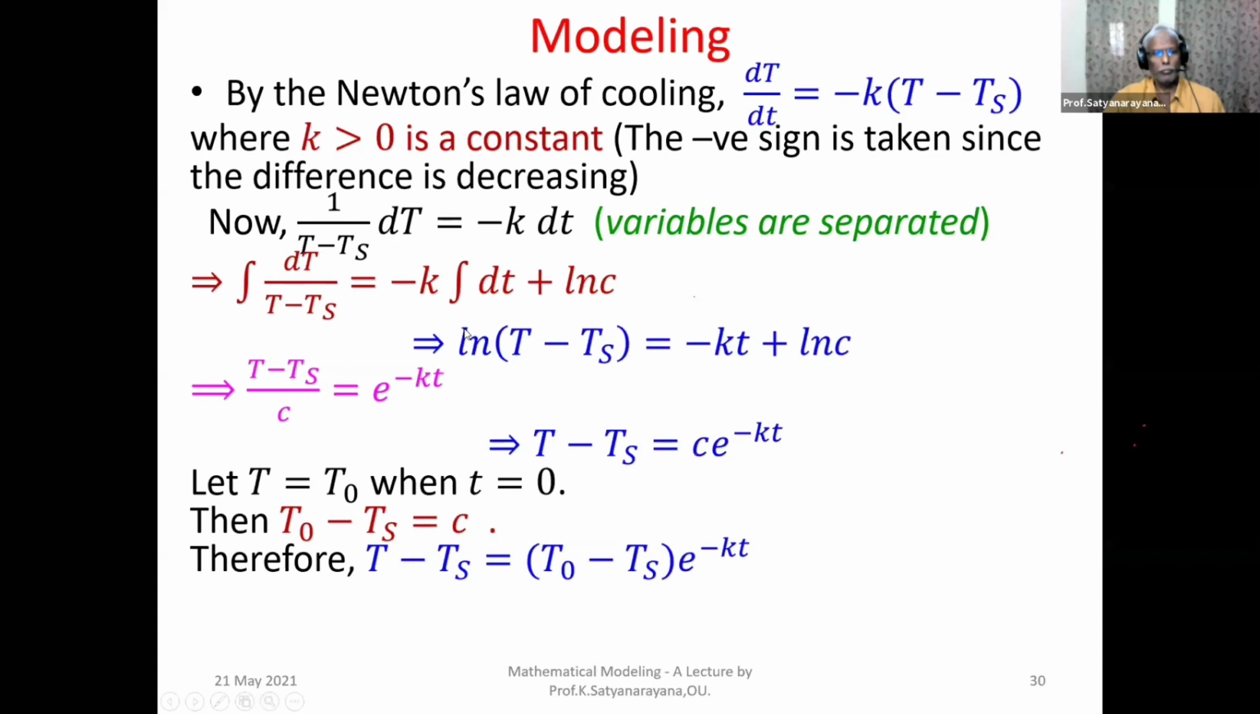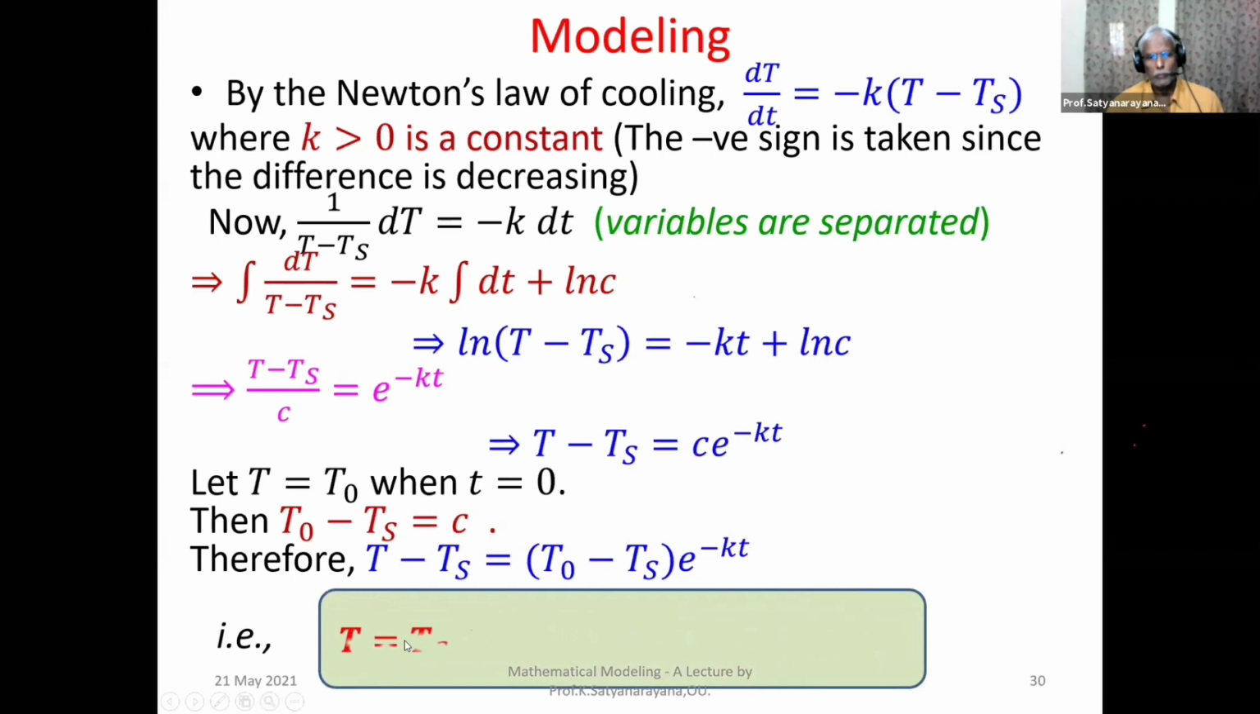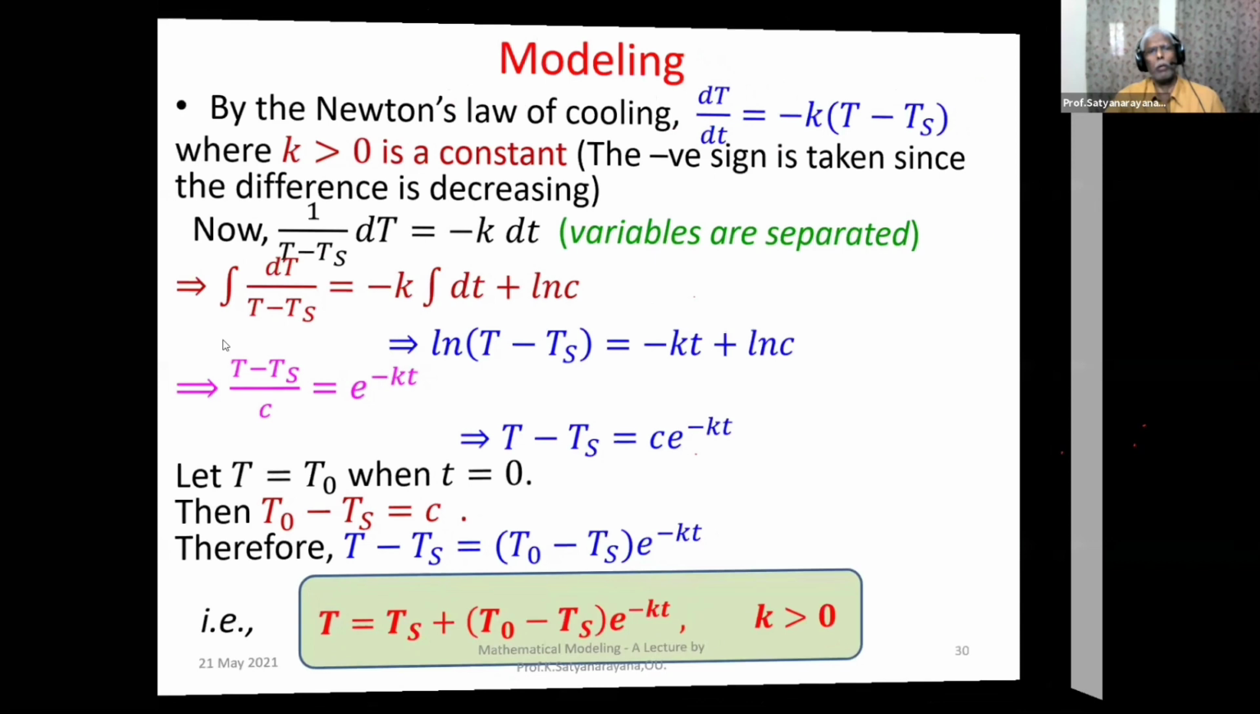So the ready-made solution I will write down: T is equal to Ts, pushing this minus Ts to the other side, the surrounding temperature, plus T naught minus Ts times e to the power of minus kt, where k greater than 0. That is the solution, the particular solution I have taken. Agreed? I have solved, and this is the modeling part of it. I'll stop there and I will talk about a problem.